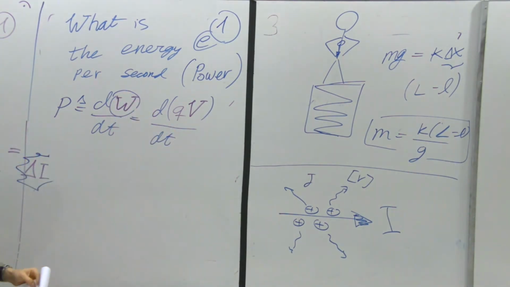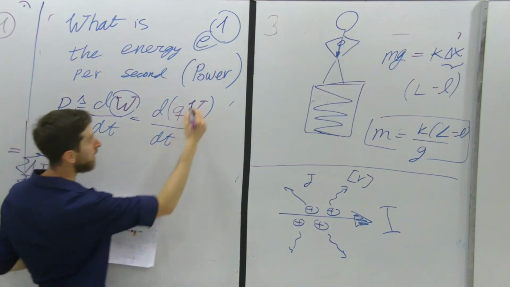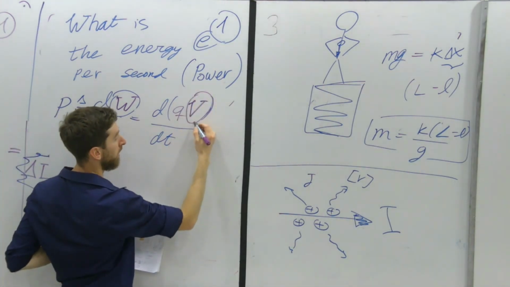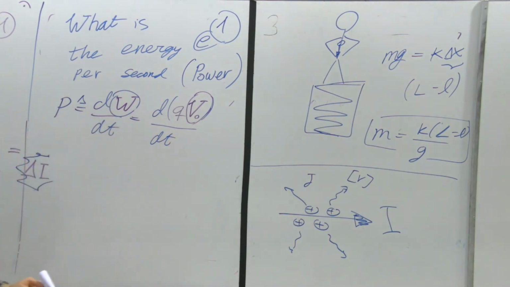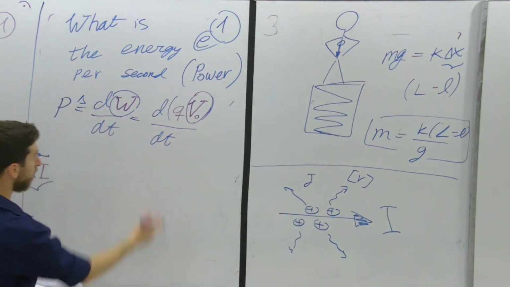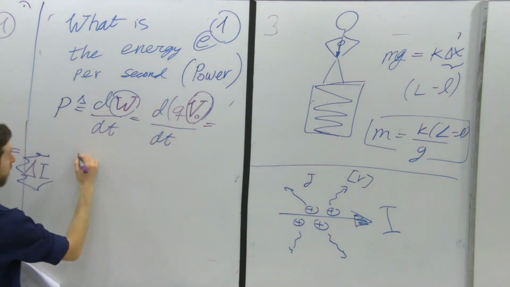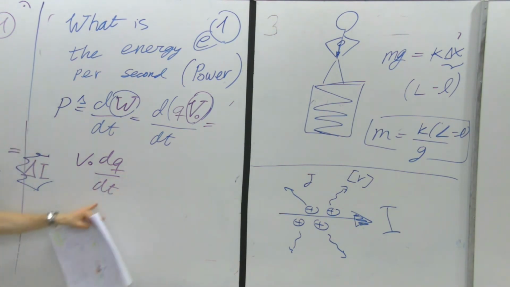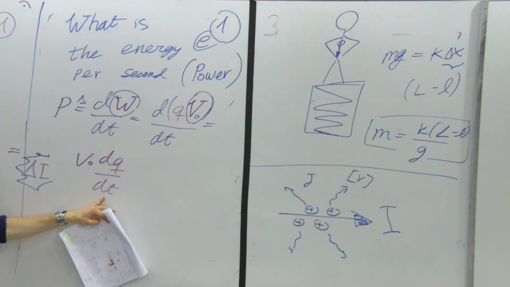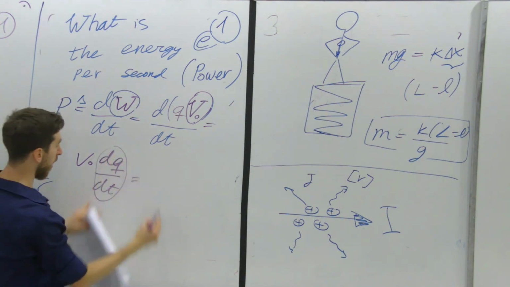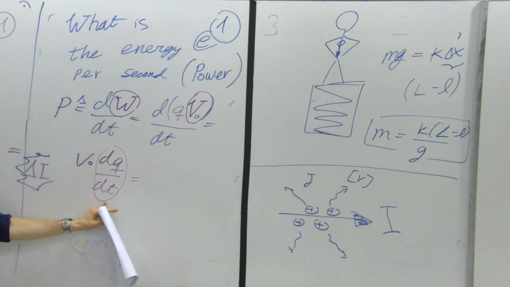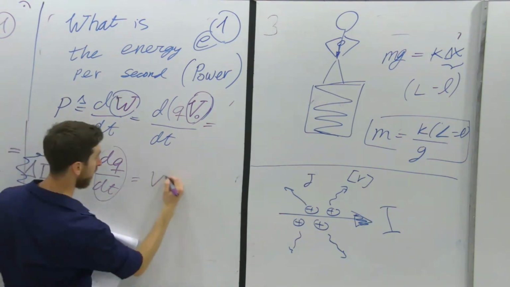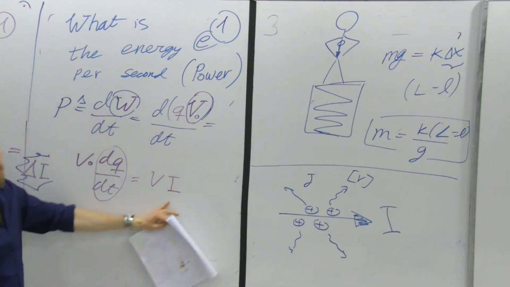Okay, so I wanted to ask you something. Is the voltage in our problem a constant? Yes, it's a battery that I bought. My money, right? So nobody changes it, so I can pull it out. V0 dq over dt. Hey, do you know this guy? Who is this one? It's the current, exactly. It's how much charge is passing every second, right? So this term is actually VI.